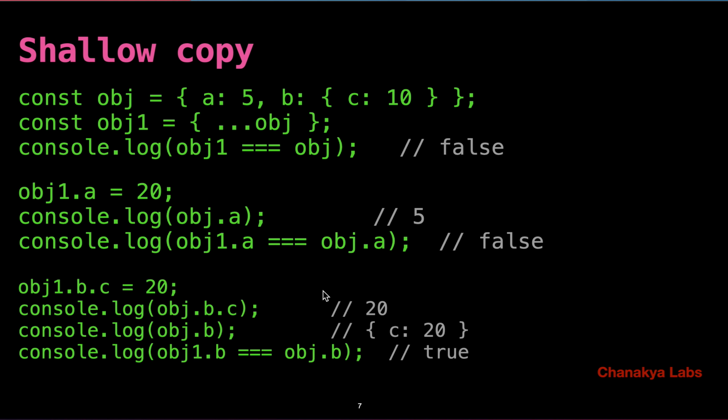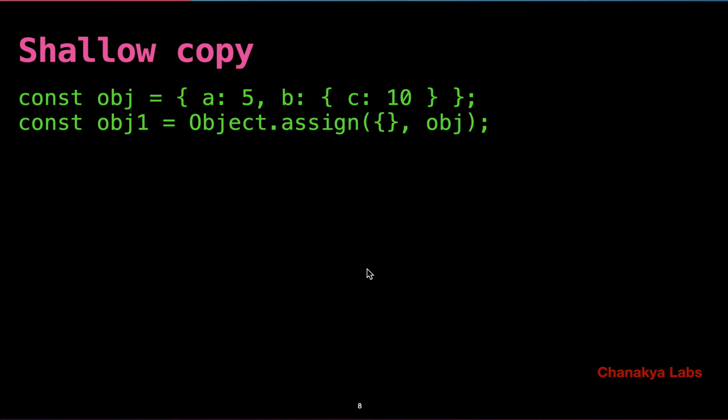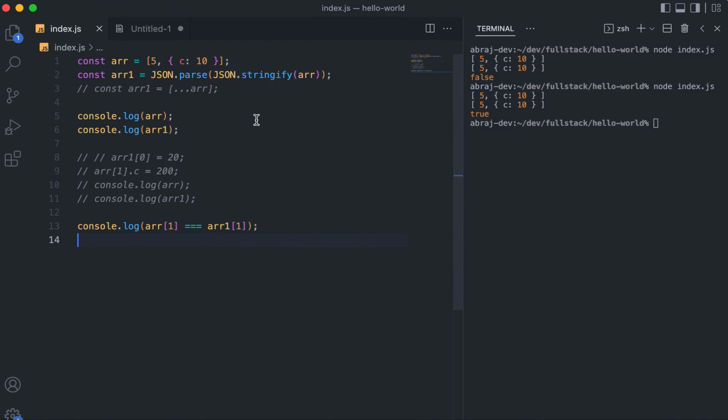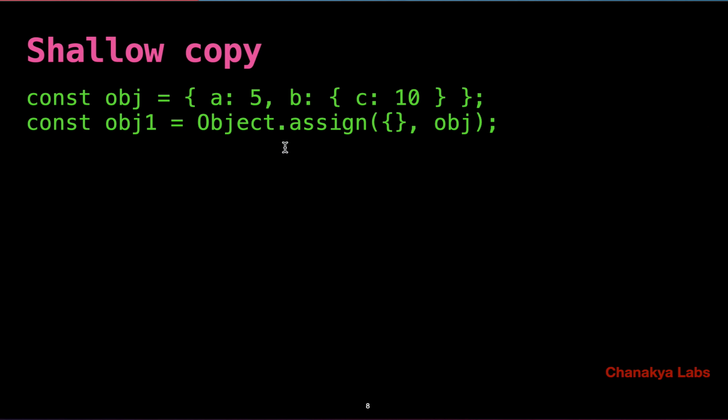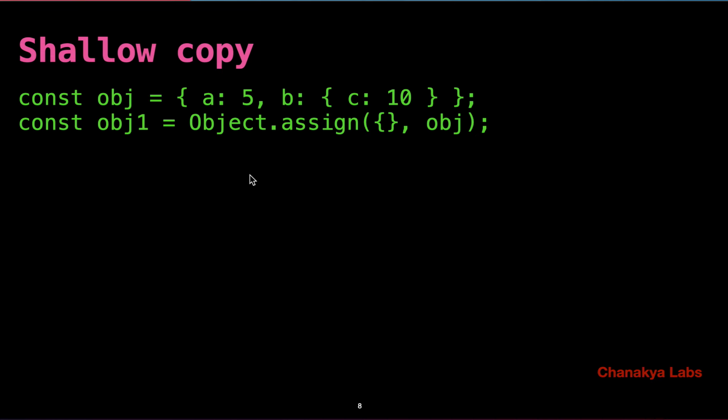So we basically understood the difference between shallow copy and deep copy. This is important. Now let's see, we saw the spread operator, right? Using the spread operator, we can create a shallow copy of both arrays as well as objects.